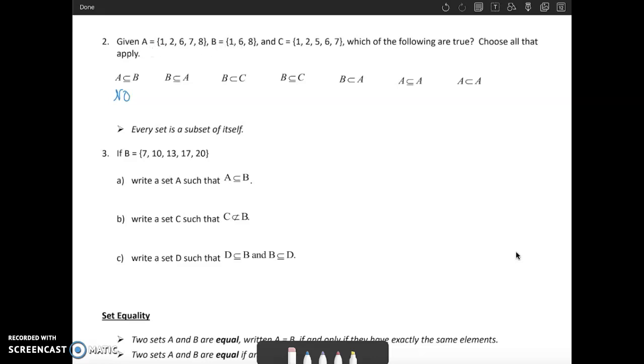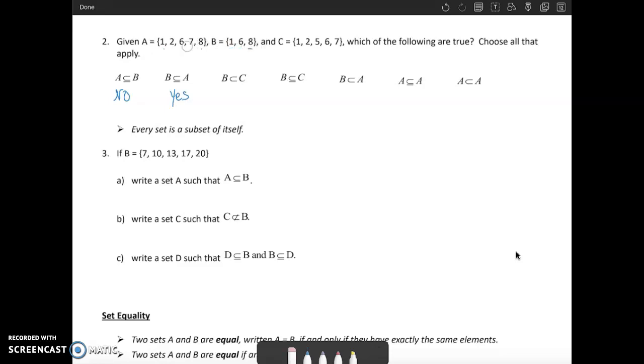I'm going to erase those markings. Is B a subset of A? Does it work the other direction? Is every element in B also in A? So 1 is in B, 1 is also in A. 6 is in B, 6 is also in A. 8 is in B, 8 is also in A. So in this case, it works. B is a subset of A. So yes on that one.